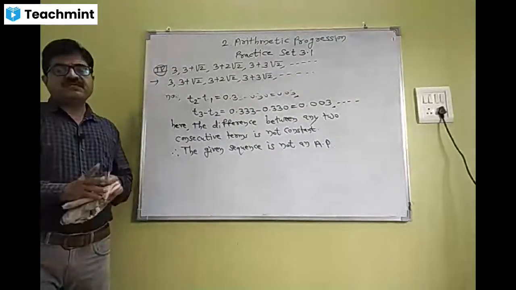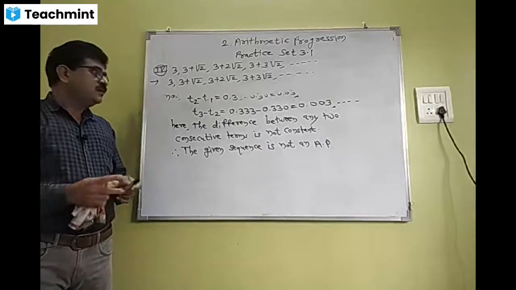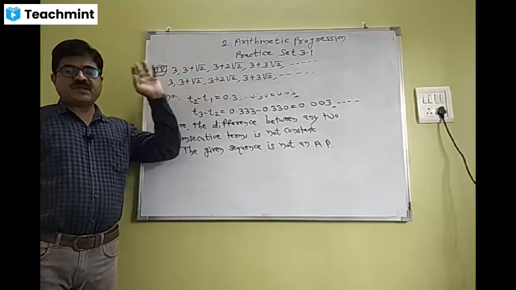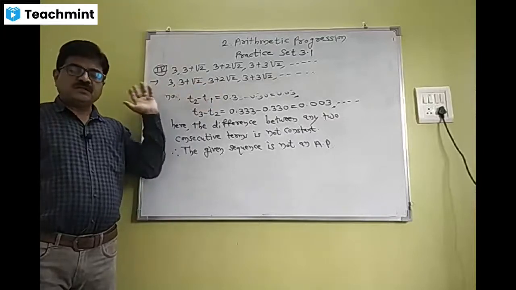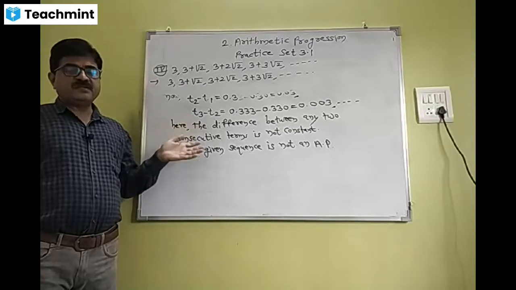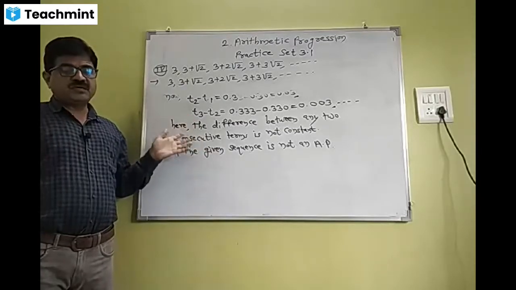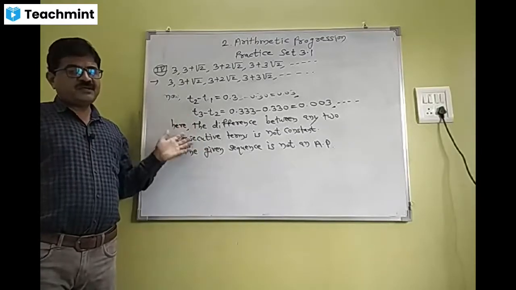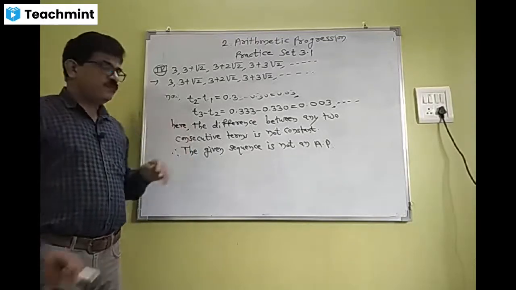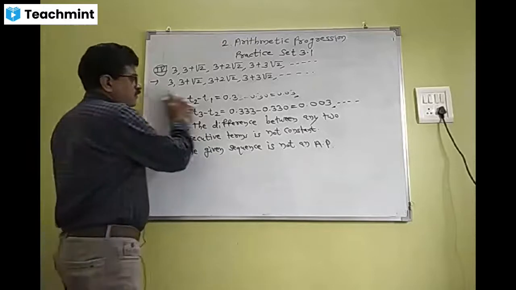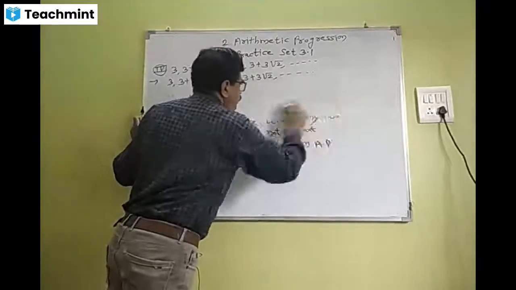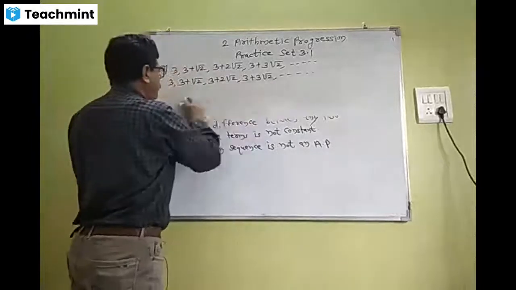Now what is the first step? In first step we have to write this as T1, T2, T3 and so on. What is the second step? We have to find difference between two consecutive terms, that is T2 minus T1, T3 minus T2 and so on. आणि त्यावरून आपल्याला पाहिजे असलेलं उत्तर काढायचं. राईट डाऊन.